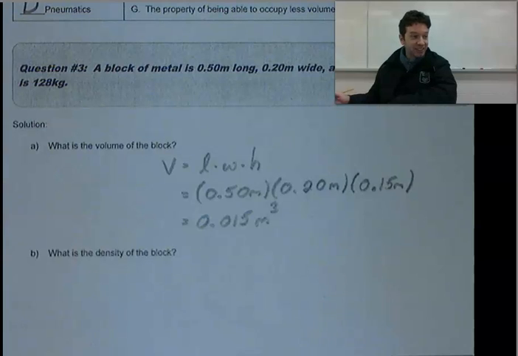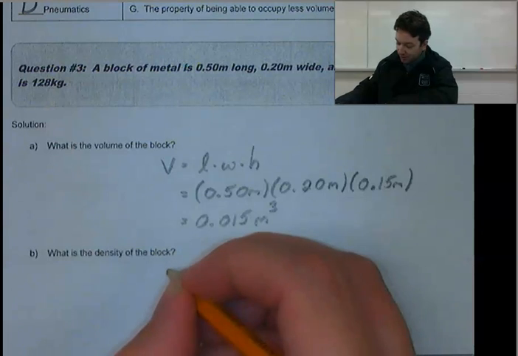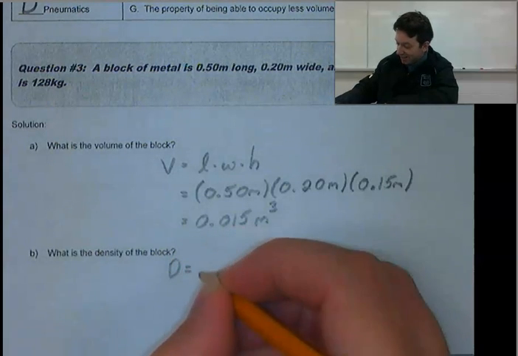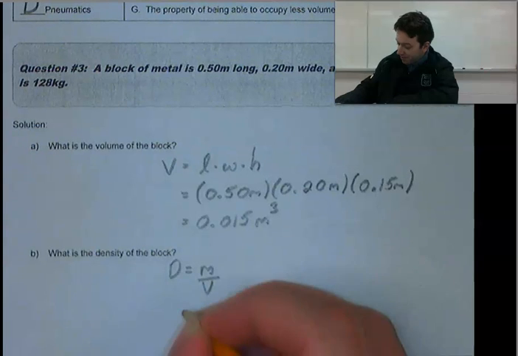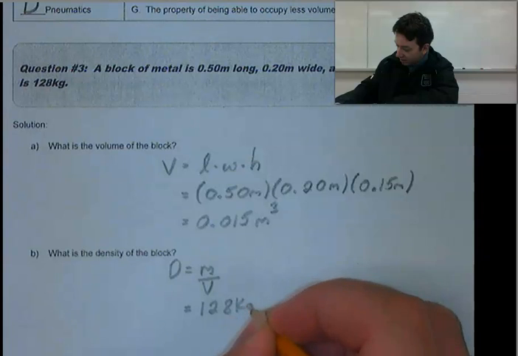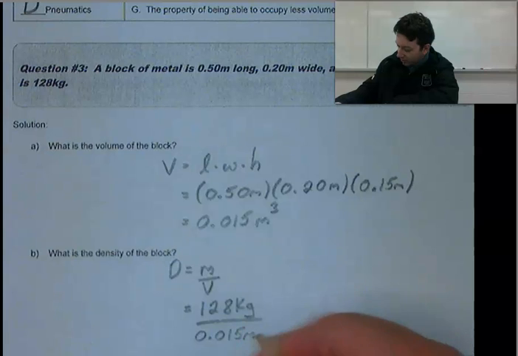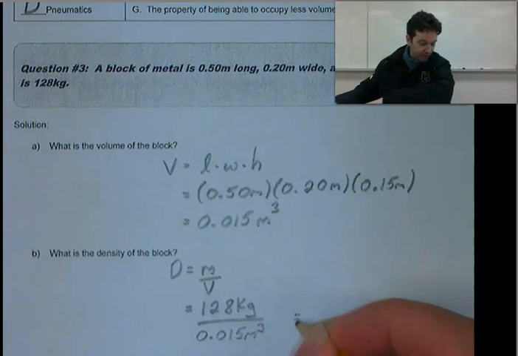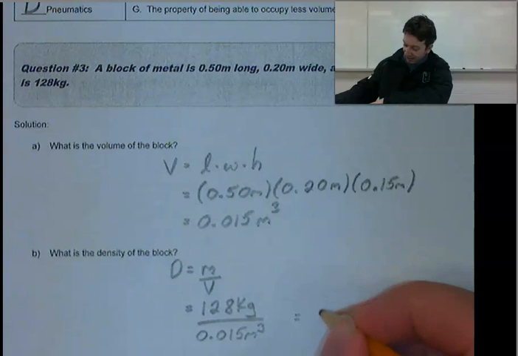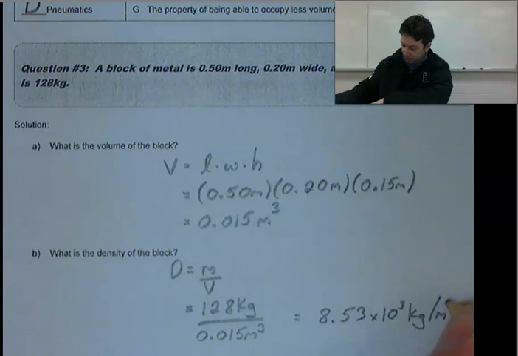Then part B says, what's the density? So now that we have volume and they give us mass, now it's similar to the first question. We can say density is mass divided by volume, where our mass is 128 kilograms, and our volume is 0.015 meters cubed. Okay, that's going to give us, and I'm going to put this in scientific notation because it's a bigger number, 8.53 times 10 to the 3 kilograms per meter cubed.